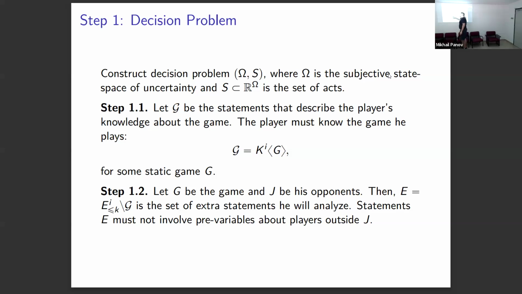Now, the rest. Let's say he plays game G and there are his opponents in that game. Consider all of these extra statements which he still wants to analyze. This is the k-truncation of his epistemic picture minus the rules of this game. Now it better be that these statements among the free variables do not include any other players besides G.